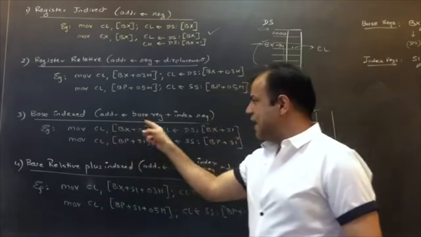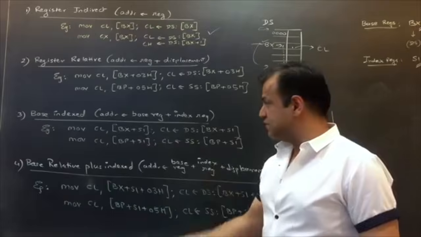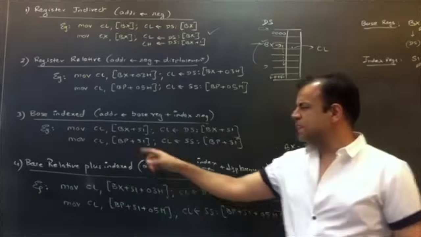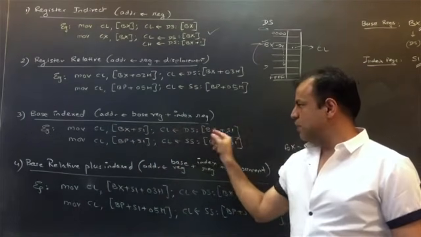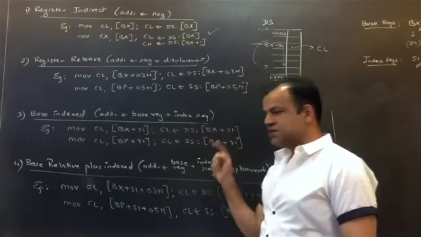Base index. Address given as base register plus index register. We're using two registers. One register acting as a base, the other acting as an index. Very interesting, pay attention. MOV CL, [BX plus SI]. Who gets the data? CL. From the location pointed by BX plus SI. That is very easy to understand. CL gets the data from location BX plus SI.